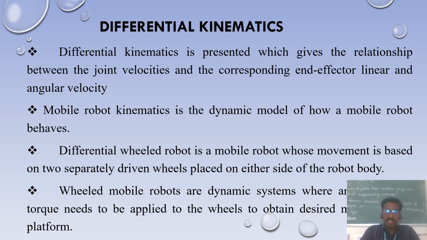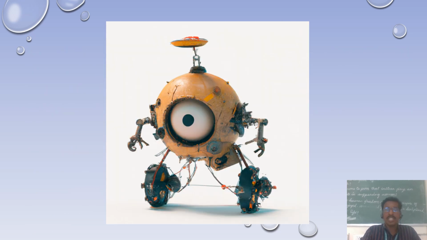A differential wheeled robot is a mobile robot whose movement is based on two separately driven wheels placed on either side of the robot body. Wheeled mobile robots are dynamic systems wherein a torque needs to be applied to the wheels to obtain a desired movement of a robot on different platforms. This diagram shows you a wheeled mobile robotic system. It has wheels and also a revolution and rotational system to move either side to reach the particular task.